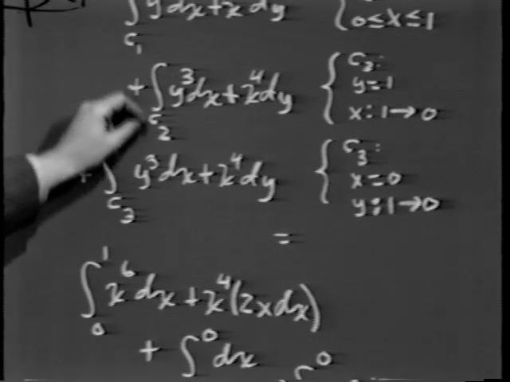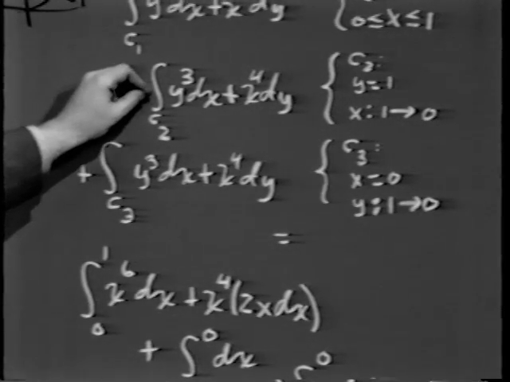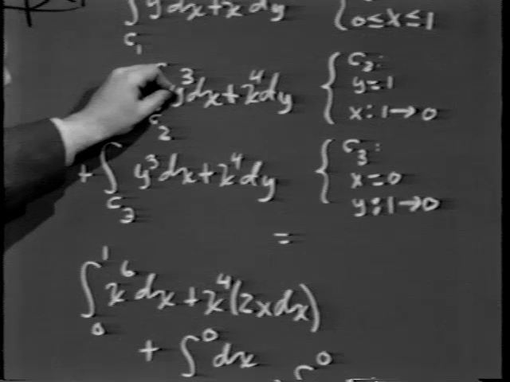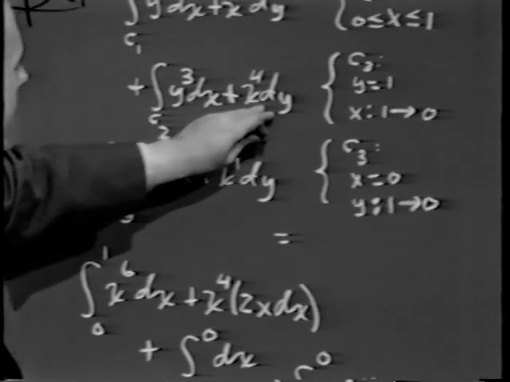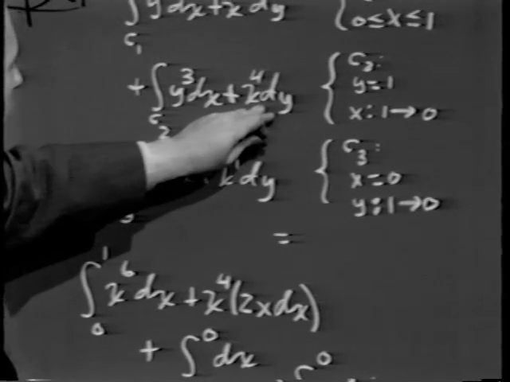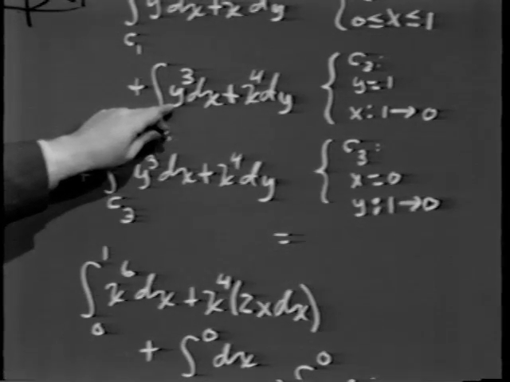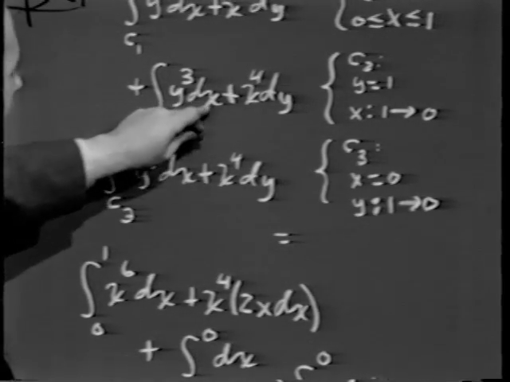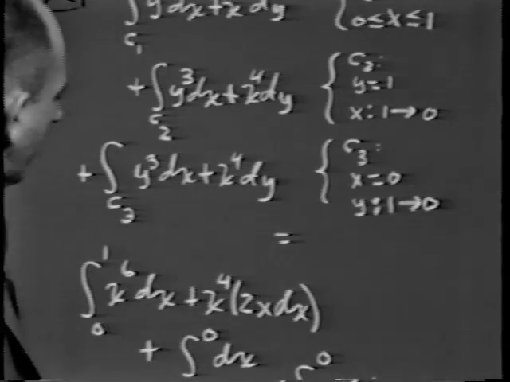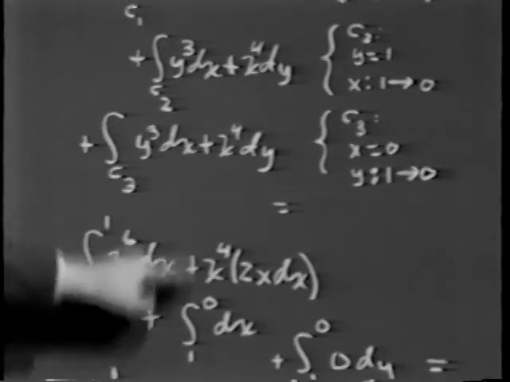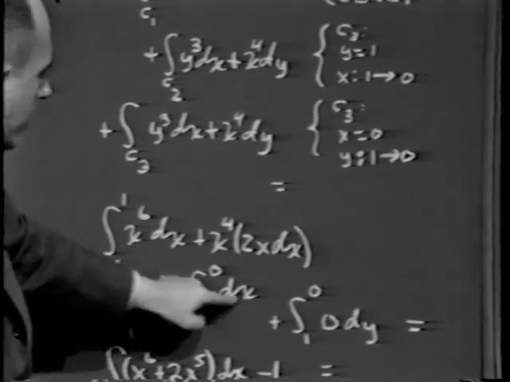My second integral, coming back to here, y is constantly 1. All right? So dy is 0. That makes this term drop out. Consequently, this term becomes what? 1 dx, as x varies continuously from 1 to 0. So that integral becomes the integral from 1 to 0 of dx.